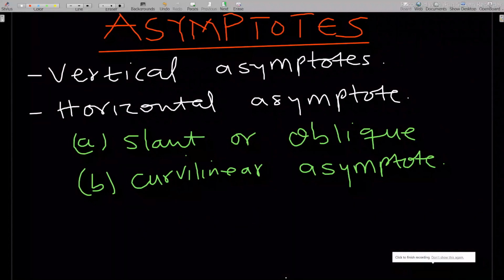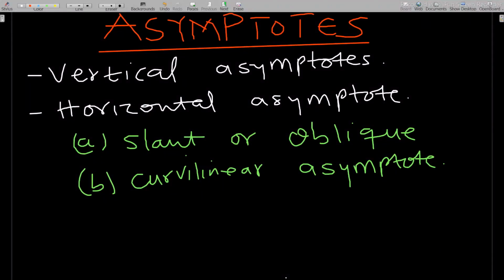Hello, welcome to this lesson of our study of calculus 1, mainly in limits and continuity. Today we're just going through what we mean by asymptotes. So when we say asymptotes, what are the forms of asymptote that we have? We have mainly two forms.